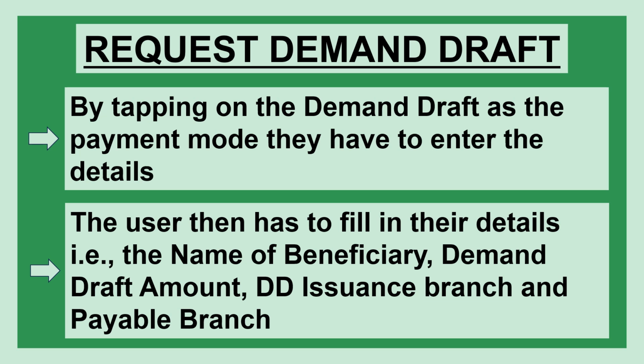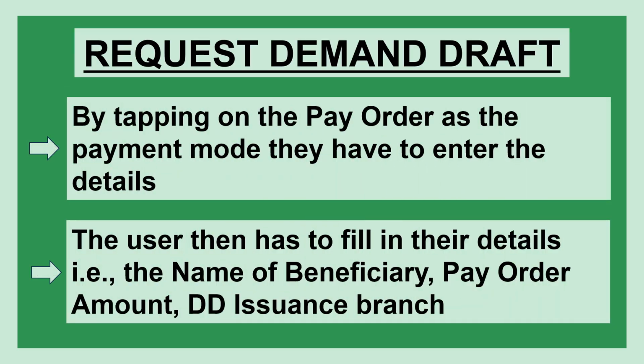By tapping on demand draft as the payment mode, they have to enter the details. The user then has to fill in their details, that is the name of beneficiary, demand draft amount, DD issuance branch and payable branch. By tapping on pay order as the payment mode, they have to fill in the name of beneficiary, pay order amount, and DD issuance branch.